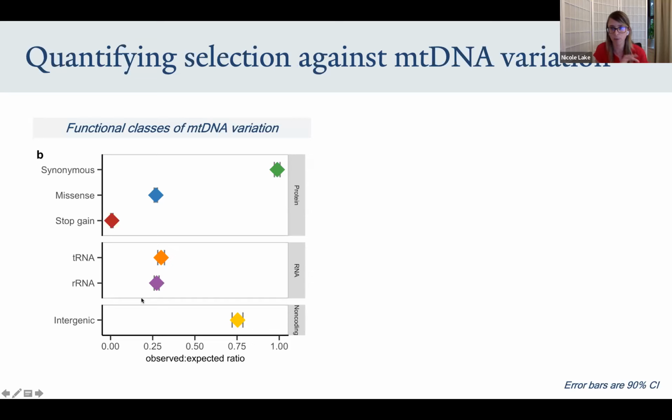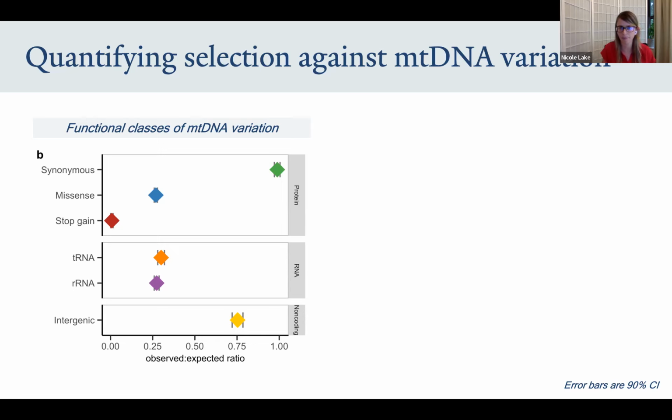So we can use this framework to explore and quantify the relative strength of selection against different groups of mitochondrial variation. And so that's what you're seeing here for various functional classes of variants across the mitochondria. And here we're expressing it as a ratio of observed to expected. So the closer to zero, the more constrained the group is. And what we can see is that the ratio generally correlates with the predicted severity of the group.